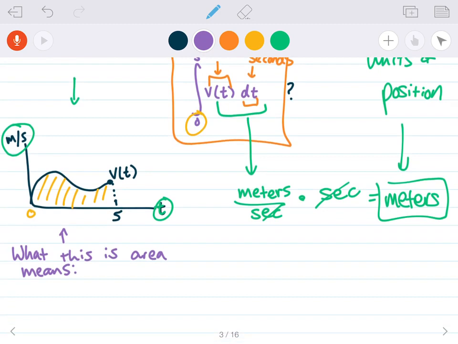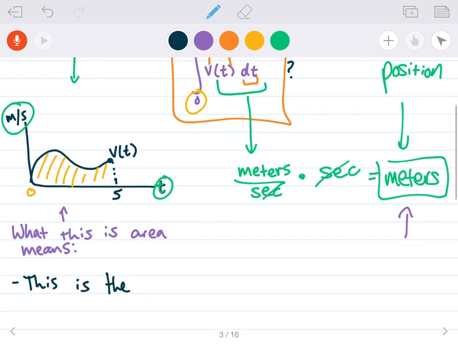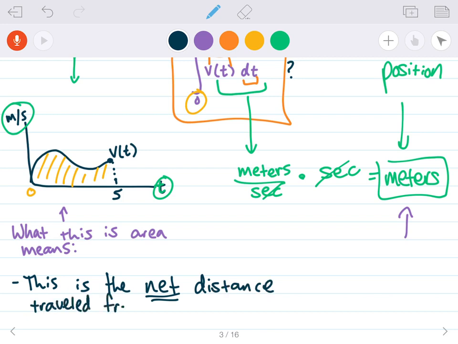This means, so we just established that when we integrate velocity, we get position, right? Meters. Okay, that's a position unit. So what does this mean? So this is the net, or the total, distance traveled from 0 seconds to 5 seconds. That's what this area is telling me.